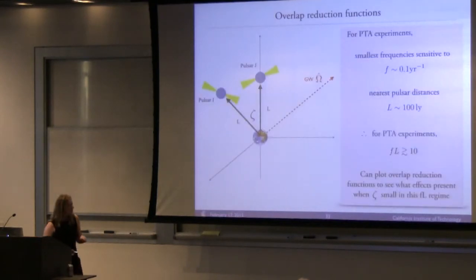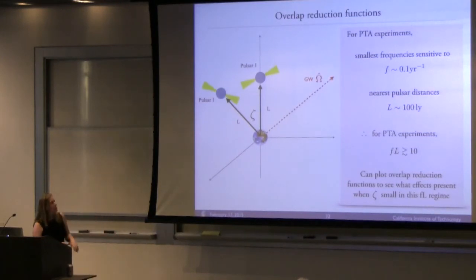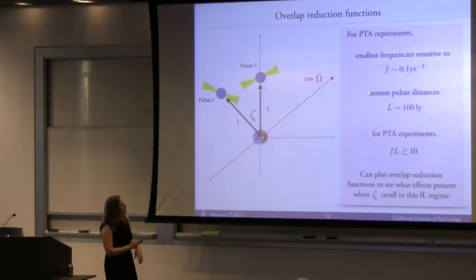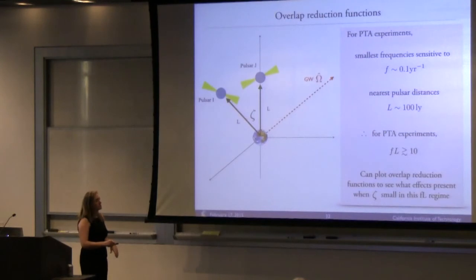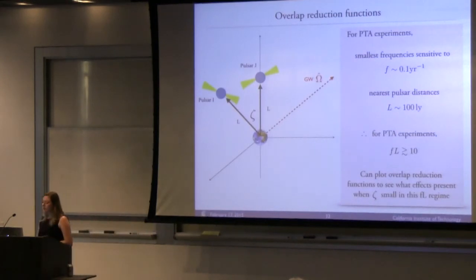So before we go any further, I also want to point out that when you're talking about pulsar timing array experiments, you have some limitations that are based on the frequencies you're sensitive to and the distances to pulsars that are nearby. So I just want to establish this. The smallest frequencies we're generally sensitive to for pulsar timing experiments are about 1 every 10 years. And the nearest pulsars, roughly on average, are about 100 light years away. So for pulsar timing experiments, this quantity, f times L, which we've seen a couple of times now, has to be about order 10.